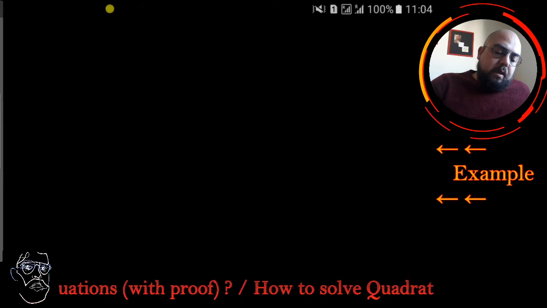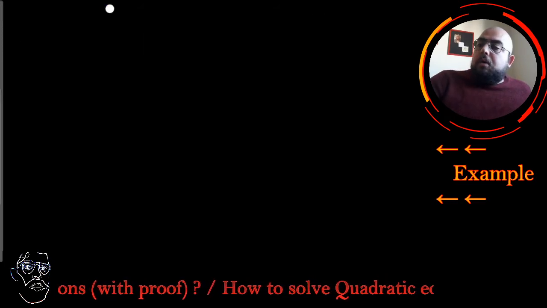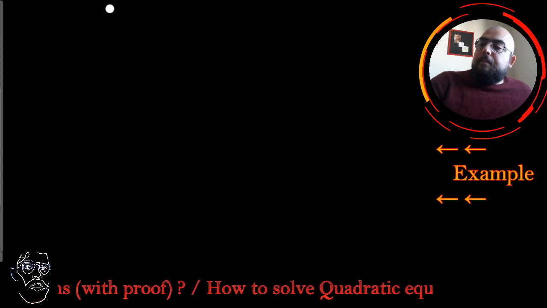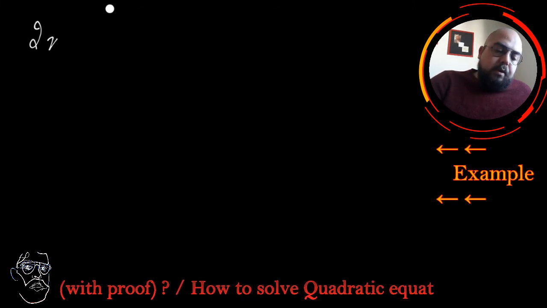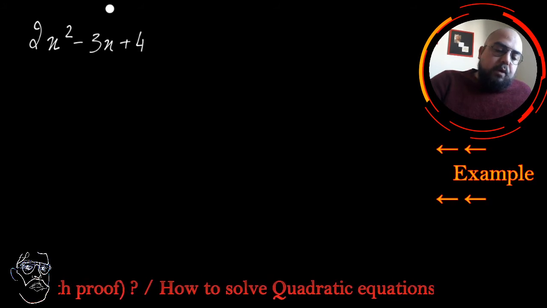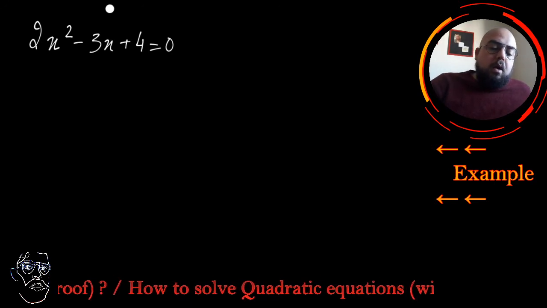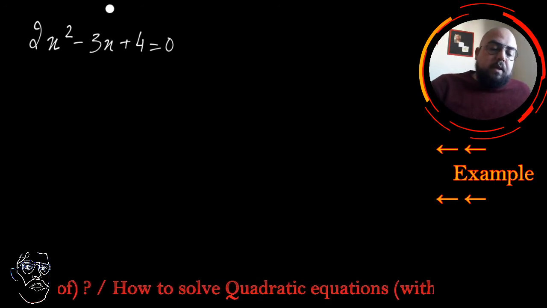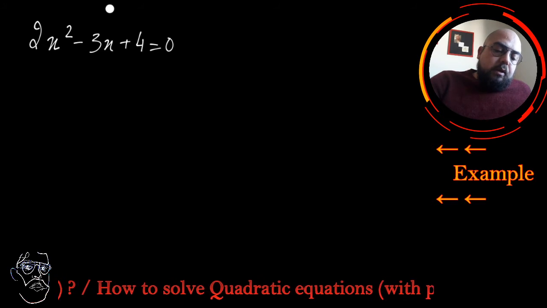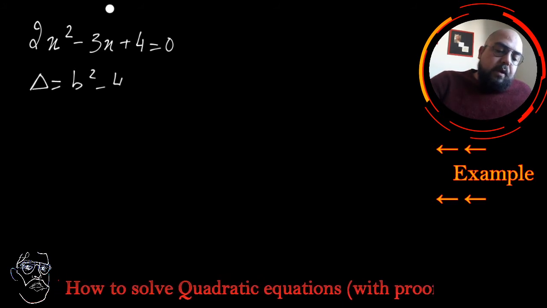Now, second example, let's say we have 2x squared minus 3x plus 4, which is equal to 0. Again, it's the complete form. a, b, and c, the three of them are different than 0. You start by calculating delta. Delta is equal to b squared minus 4ac.